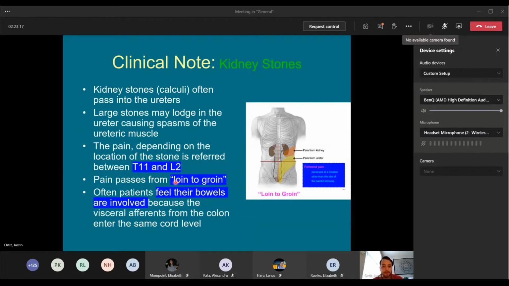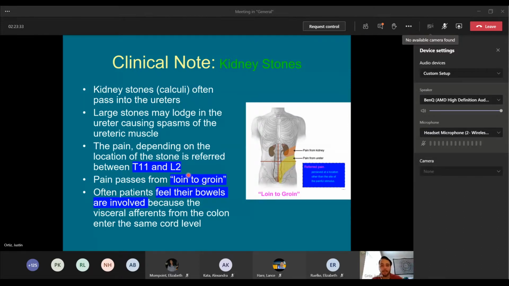Kidney stones. So I would just note where the referred pain is going to be. I highlighted what I believe is going to be the highest yield. Loin to groin is basically going to be the sign of kidney stones. From the loin to the groin, and often patients feel their bowels are involved as well.